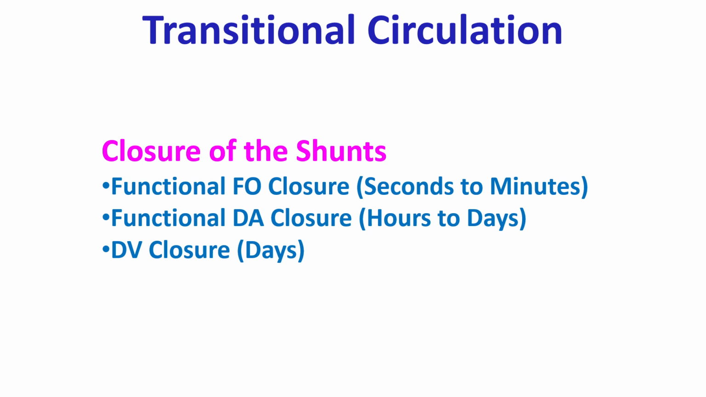Functional ductus arteriosus closure: hours to days. The ductus arteriosus is highly sensitive to oxygen and prostaglandins. With the lungs now clearing prostaglandins and arterial oxygen tension rising significantly, the smooth muscle of the ductus arteriosus constricts. Blood flow reverses transiently left to right before the ductus fully constricts. Anatomic closure, fibrosis into the ligamentum arteriosum, takes several weeks.